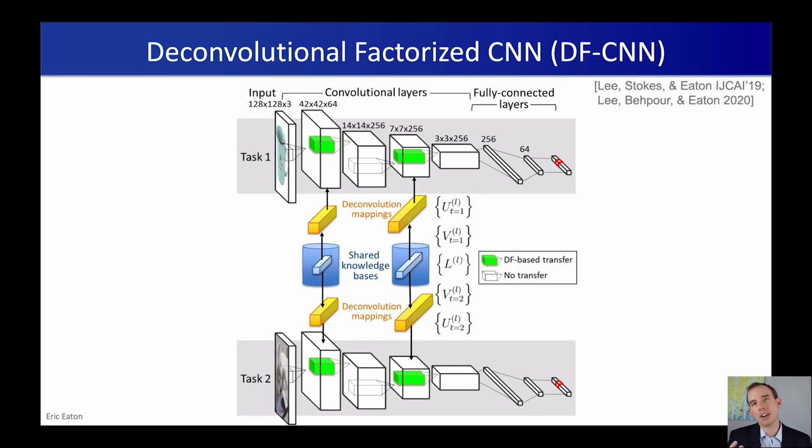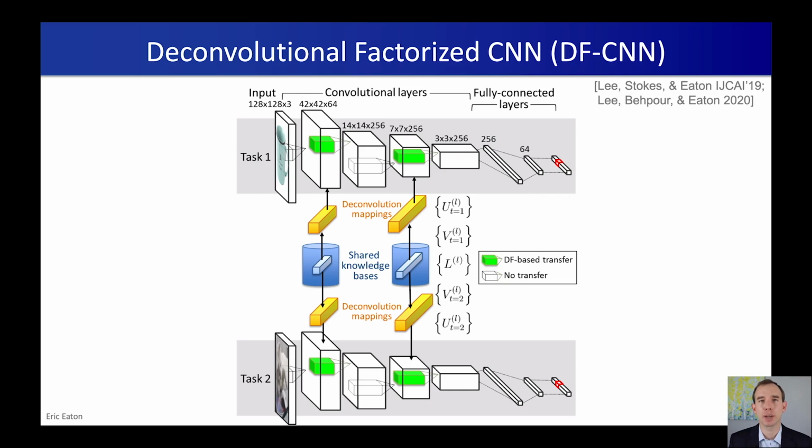So this is our attempt to take the early work in factorized lifelong learning and move it into modern deep learning techniques. And what we have here is networks for two tasks, task one up top and task two down the bottom. And we have a set of shared knowledge bases. Now, the shared knowledge bases are used to generate the filters for the corresponding layers.